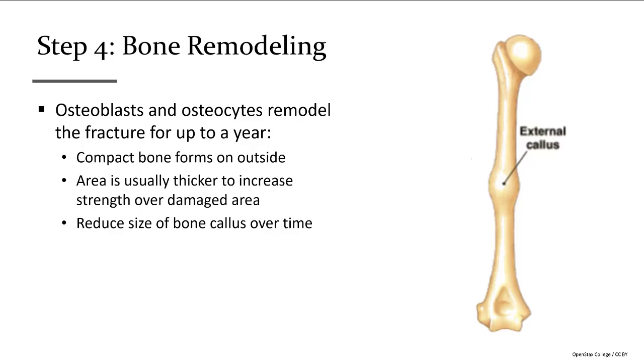Finally, we have bone remodeling. Osteoblasts and osteocytes are remodeling for up to a year. So you can have a larger or thicker region in the bone break. It's sort of overcompensating for this weakened point. And over time, this bony callus is going to reduce.